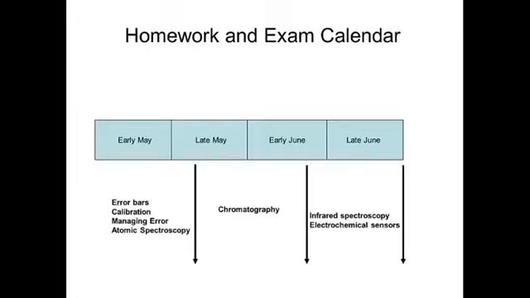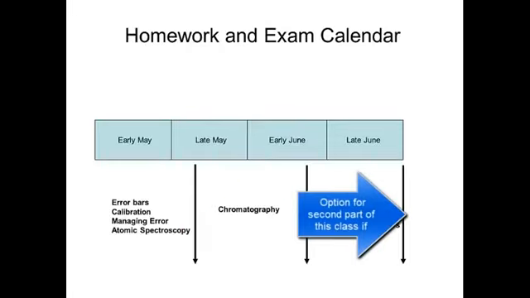So this is what the calendar is going to look like. We're going to start with the sort of quantitative analysis this week related to error bars. And then we're going to quickly move into atomic spectroscopy. Then we're going to transition to chromatography, and finally we're going to conclude with IR spectroscopy and electrochemical sensors.